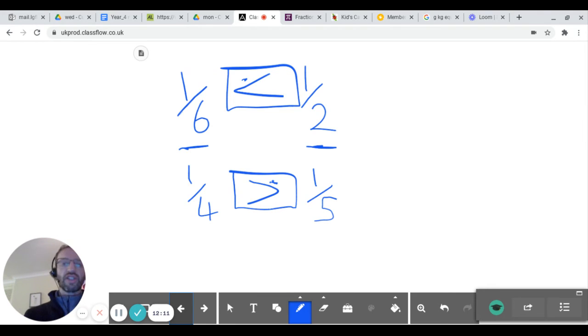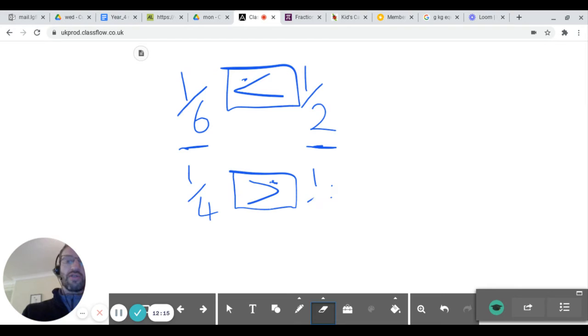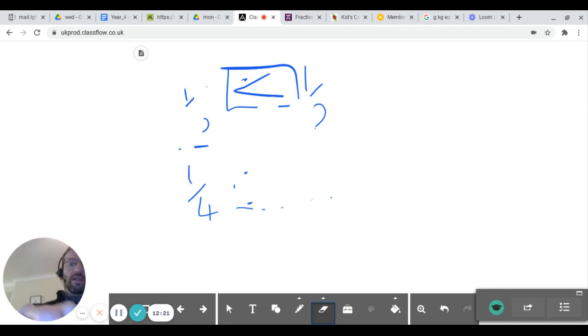Before we look at that, let's just clear this off. And we'll look at fractions represented in shapes because we'll be doing that today as well.